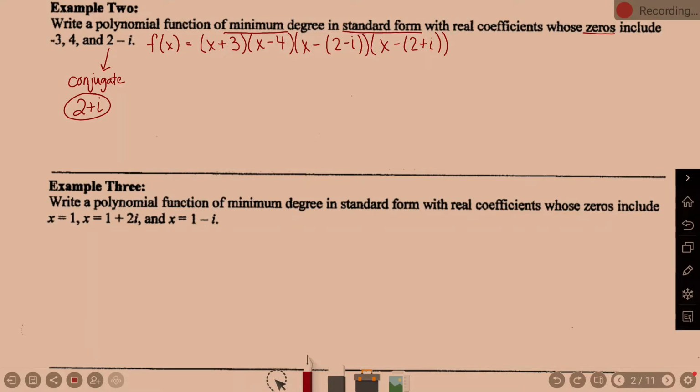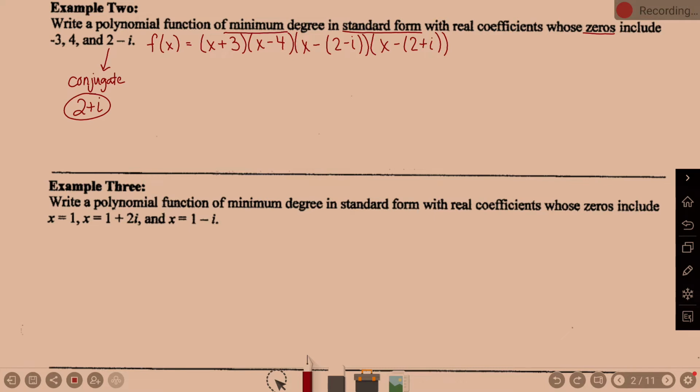Okay, so picking back up in lesson 2.5 where we left off yesterday, we were on example 2. We were writing this polynomial function, and they gave us 3 zeros and asked us to write a standard form minimum degree equation. They gave us 3 zeros, but we actually have 4 factors, right? And the reasoning is because one of our zeros was a complex number, right? It had an imaginary part.